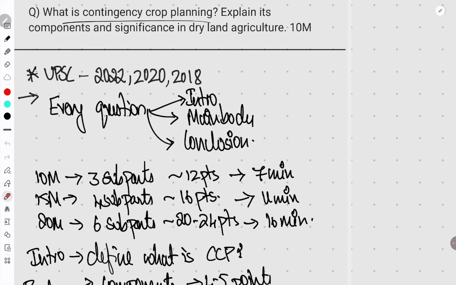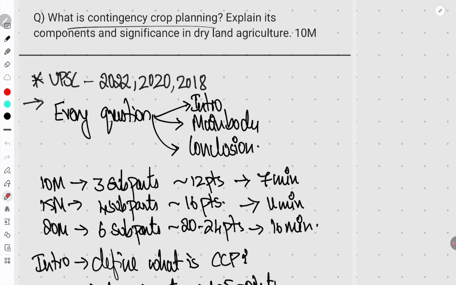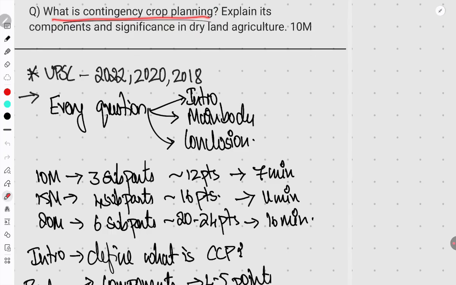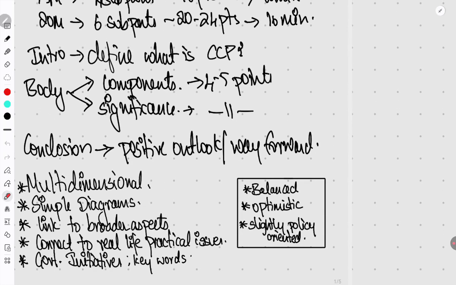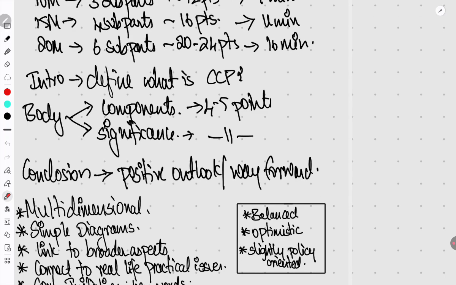Now when we speak about this specific question, there is an intro, body and conclusion, right? Since the question is directly demanding contingency crop planning, it is best to go with a definition in the introduction, defining what CCP is. For the body we'll have two subparts, components and significance, writing approximately 4 to 5 points for each. So we have defined contingency crop planning, and explained its components and significance in dryland agriculture.